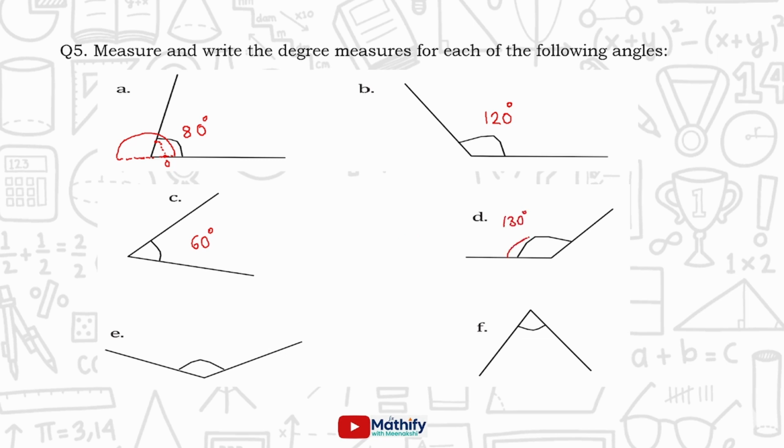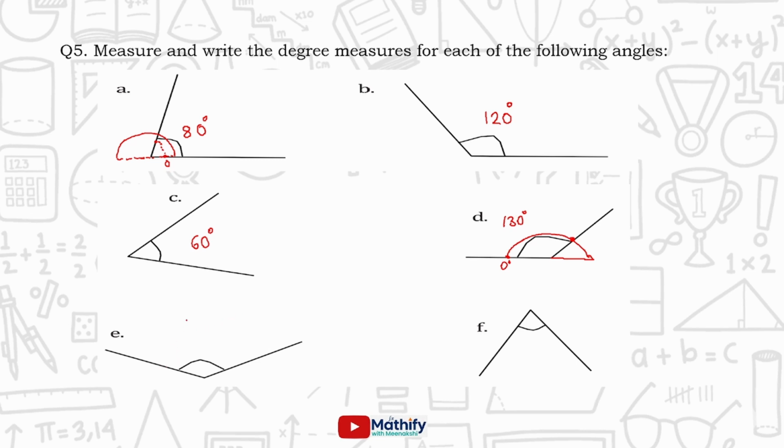This time you will keep your protractor like this, and you will see that your 0 is outside, so you will read the outside numbers and see the value here, and you will get 130 degree. So we always give preference to 0.